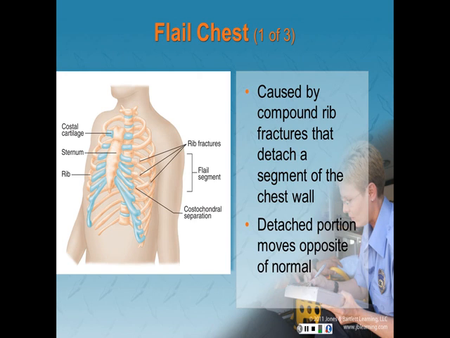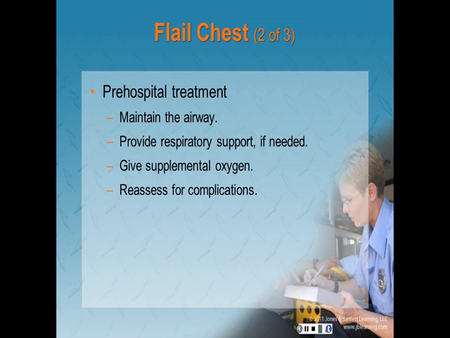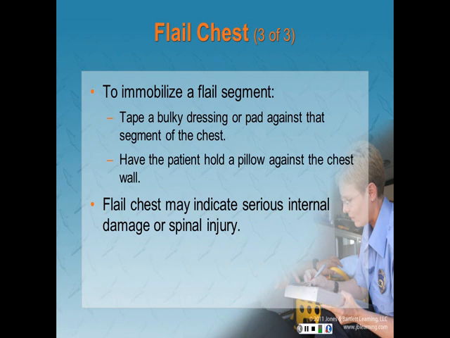Pre-hospital treatment includes maintenance of the airway, providing respiratory support if needed, and giving supplemental oxygen. You should reassess for possible pneumothorax or other respiratory complications. To immobilize a flail segment, you can tape a bulky dressing or pad against the segment of the chest, or you can put your gloved hand there.